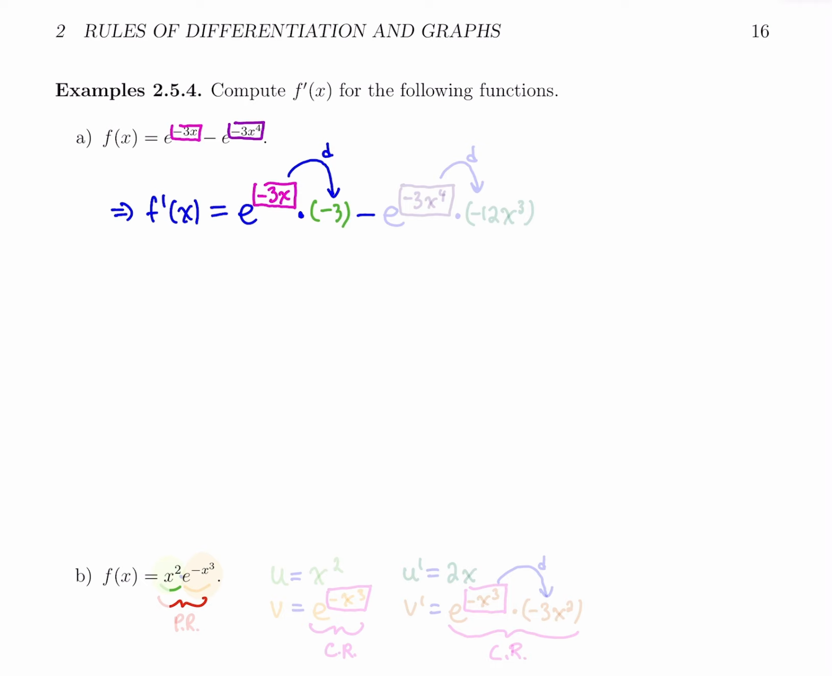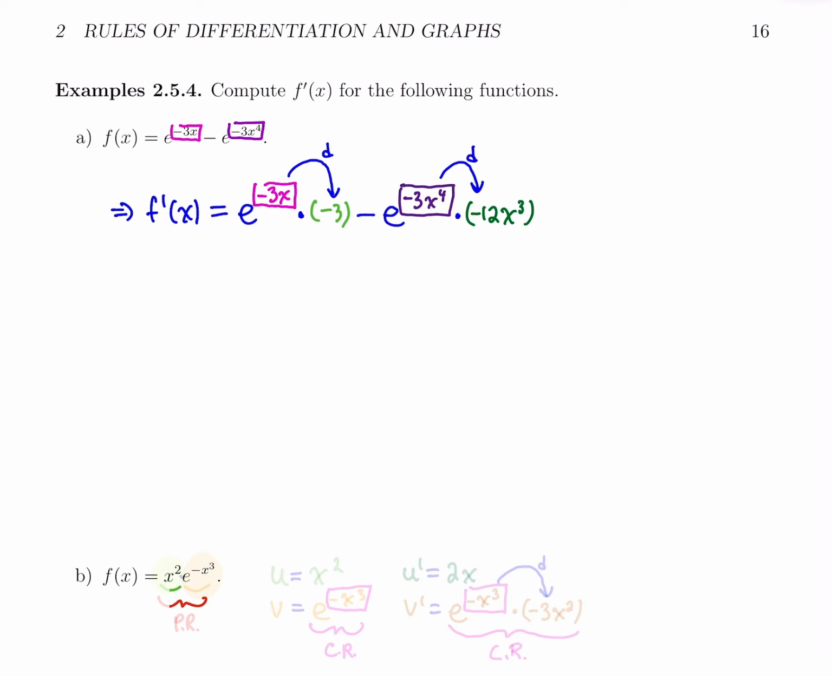Then for the second term, same idea, e^x goes to e^x, which means that e to the power of minus 3x^4 goes to e to the power of minus 3x^4 unchanged, but you multiply after by the inner derivative because the derivative of x^4 is 4x cubed. So if the 4 falls in front of the minus 3, you're going to get minus 12x to the power 3. So you just multiply afterward by the inner derivative. So two chain rules involving the exponential function.